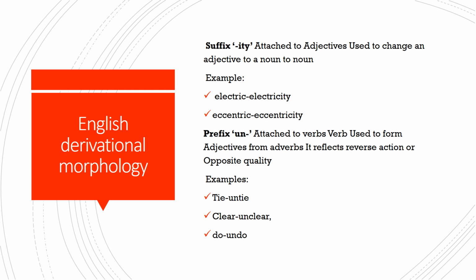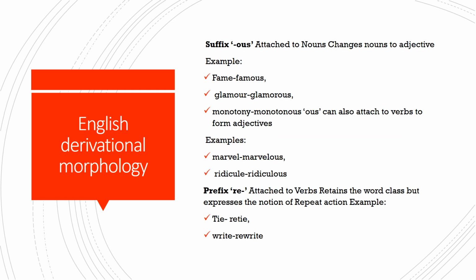For example, electricity, eccentricity. The prefix un, attached to verbs, is used to form adjectives. It reflects reverse action or opposite quality. For example, tie, untie; clear, unclear. The suffix ous, attached to nouns, changes nouns to adjectives. For example, fame, famous; glamour, glamorous; monotony, monotonous. It can also attach to verbs to form adjectives. For example, marvel, marvelous; ridicule, ridiculous.